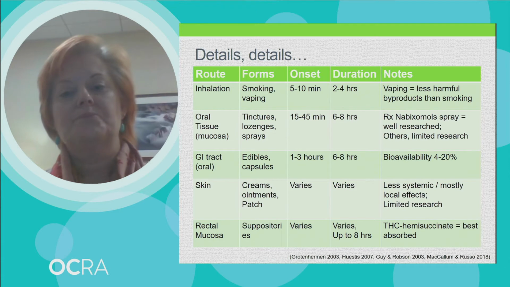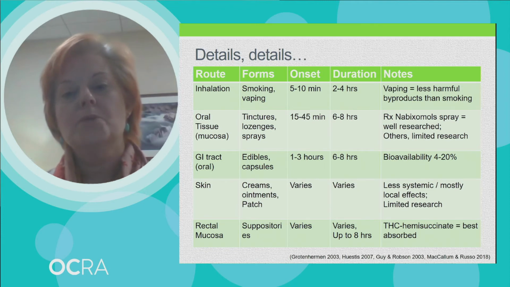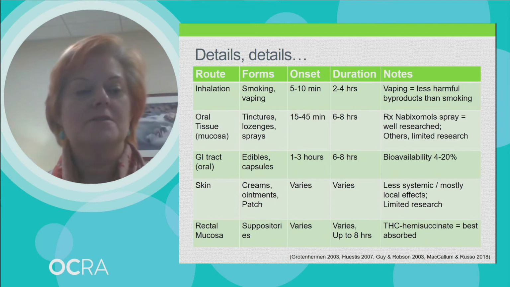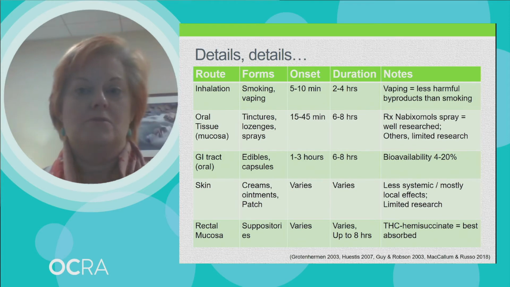So one of the drugs that we already talked about, that is not approved in the US but is approved in many other countries, is something that's been very well researched, and it's a spray product that you spray into the mouth. With other products, such as some of the ones available in the US at medical cannabis stores, there haven't been a lot of research around tinctures or some of the lozenges or things like that. But there is enough to know that we can absorb the cannabinoids through the mouth, and we know what this onset and duration is. Next, we move on to the GI tract or the gut.